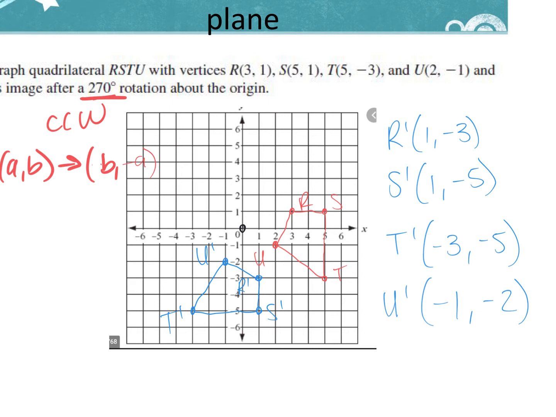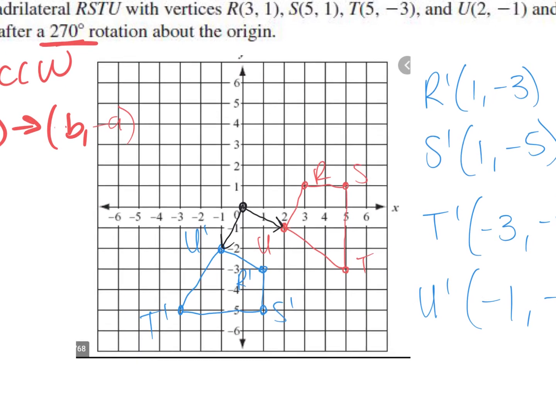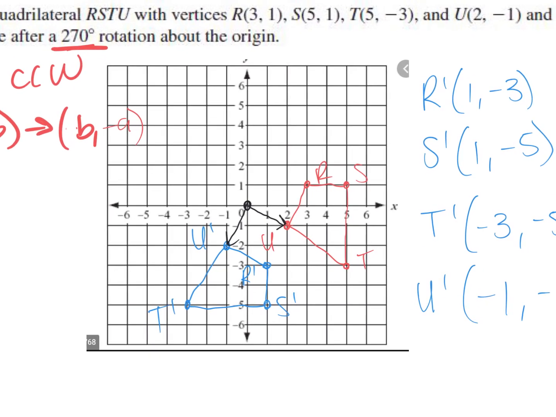What point would you guys like to use? What point from your figure, excuse me? Want to use U? Okay, so draw a vector to U. And then draw a vector to the image. What is the image of U? U prime. Now, what was my rotation? How many degrees? No, it wasn't 90. It was 270. In which direction?